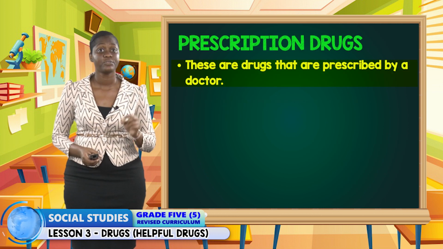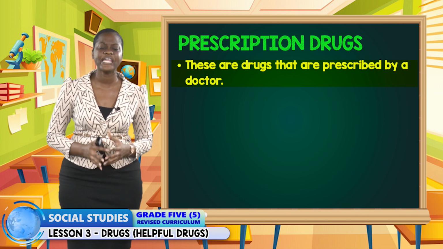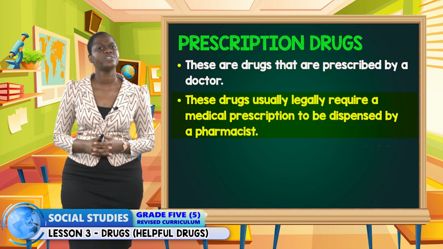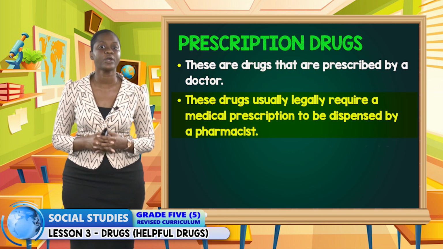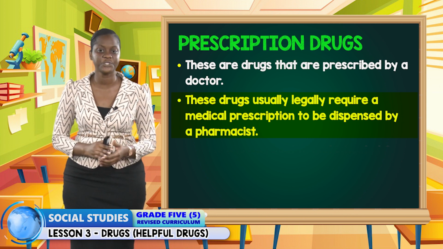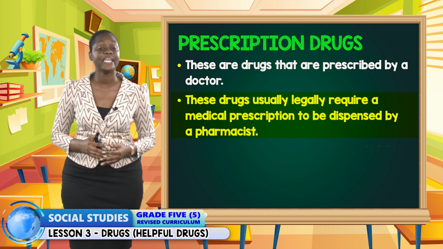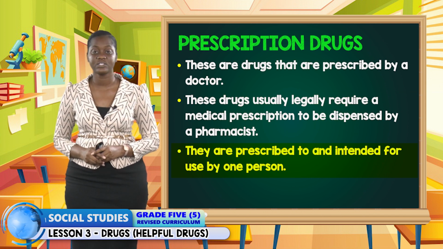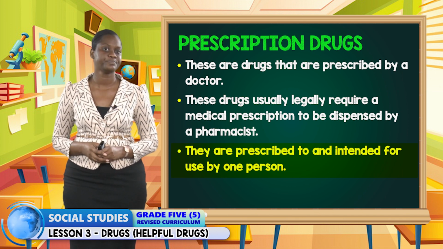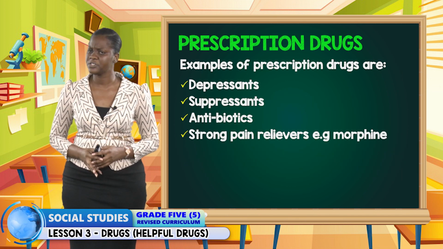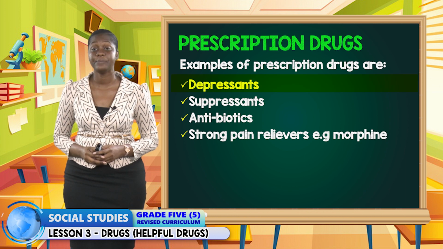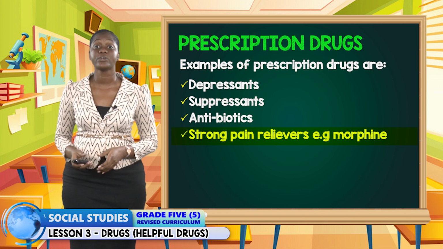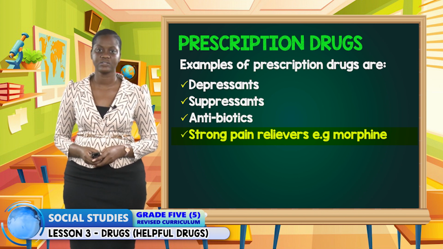Prescription drugs. These are drugs, as the name suggests, prescribed by a doctor. These drugs usually legally require a medical prescription to be dispensed by a pharmacist. They are prescribed and intended for use by only one person. Examples of prescription drugs are depressants, suppressants, antibiotics, or strong pain relievers.